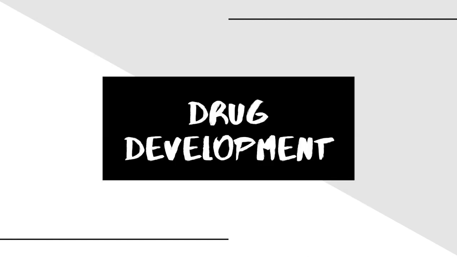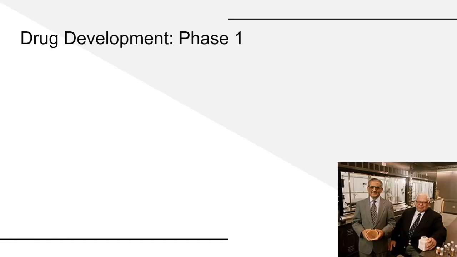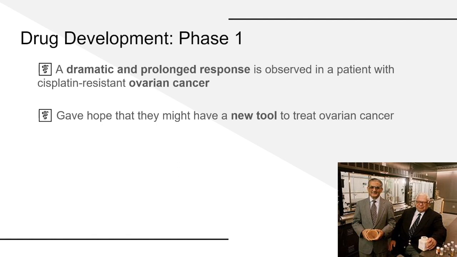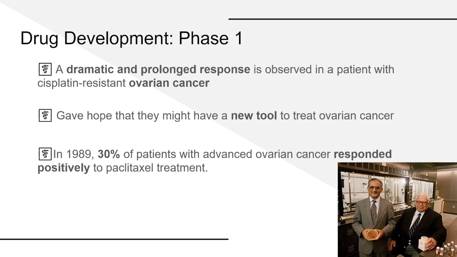Now, I'll be going into the specifics of drug development. In 1987, NCI-funded researchers observed a dramatic and prolonged response to Paclitaxel in a patient with cisplatin-resistant ovarian cancer during a phase 1 clinical trial. These initial results gave doctors hope that they might have a new tool to treat ovarian cancer other than traditional approaches such as radiotherapy, which is not as effective. In 1989, 10 years after, an impressive 30% of patients with advanced ovarian cancer responded positively to Paclitaxel treatment.